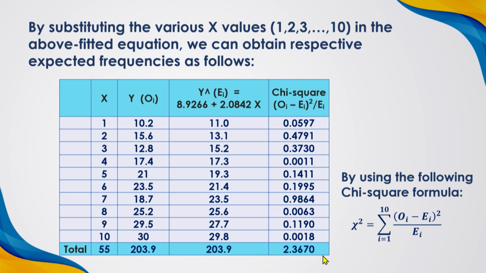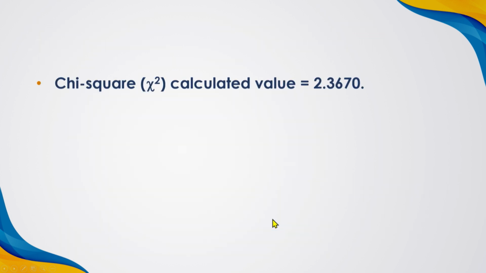You have used this formula only, that is the last one. This total is nothing but the summation. You are calculating each and every value with this formula, and the final sum is represented by summation. I runs from 1 to 10, which means you are summing up all the 10 values of this formula, and then you obtain your chi-square calculated value as 2.3670.